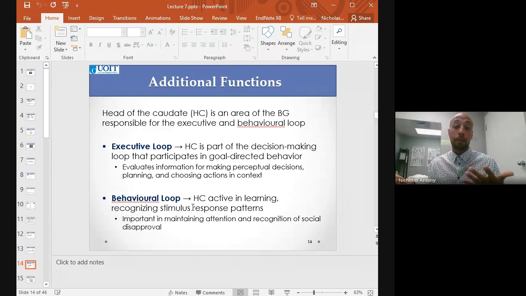Okay? So that's how the basal ganglia works. It's a collection of nuclei that allow for input to be processed to dictate an outcome. In the motor circuit, it's for making smooth movement. And then we also have the oculomotor loop, the behavioral loop, the executive loop, and the limbic loop. Are we good with the basal ganglia? Okay.